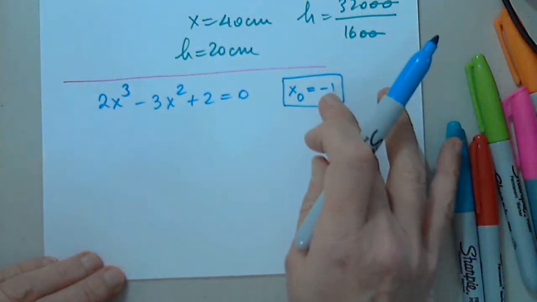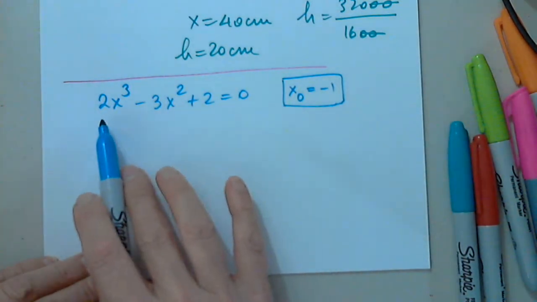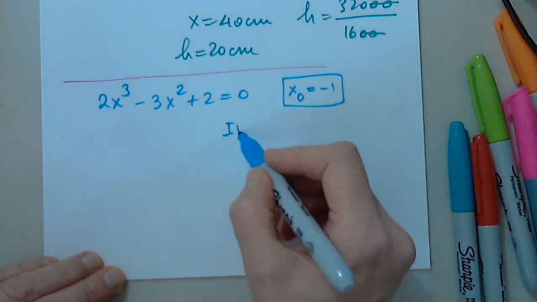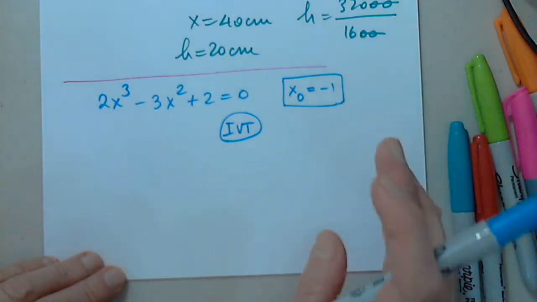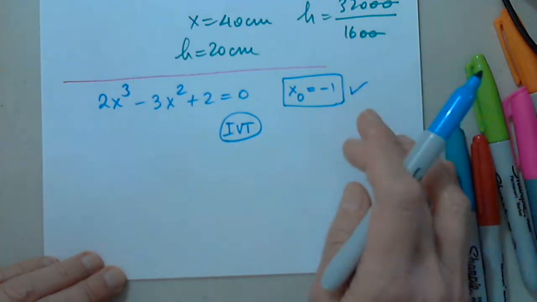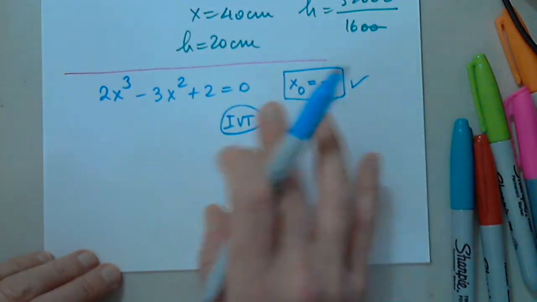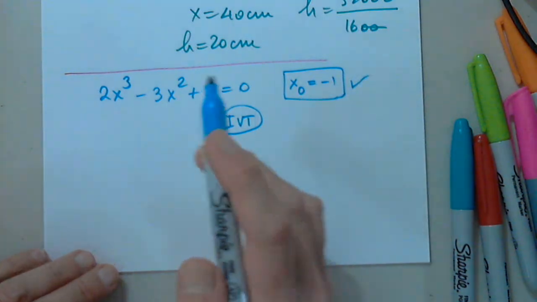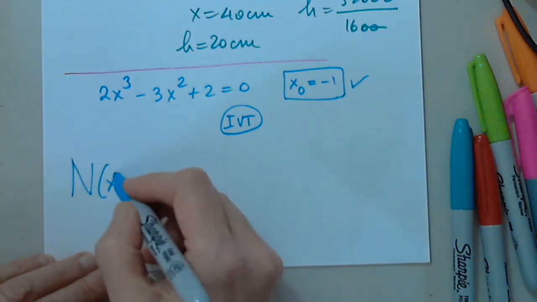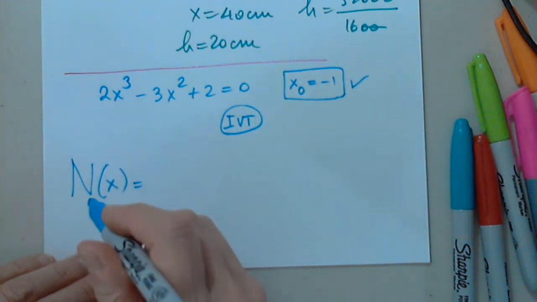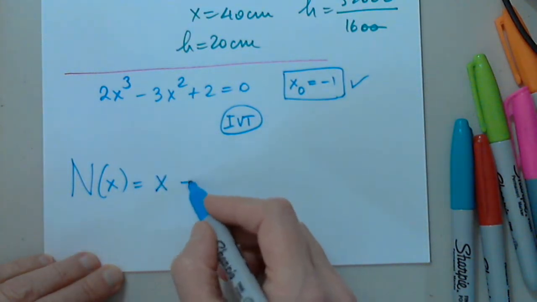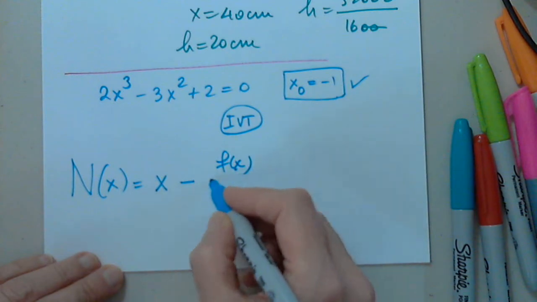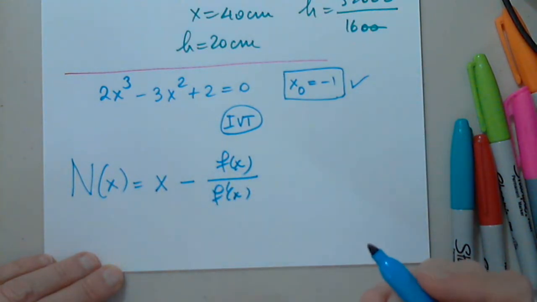If we are given the starting point, then we don't have to use the intermediate value theorem to say that the function is continuous and changes sign on such and such interval, because they already gave us this. So that situation is easier. So then I will create Newton's method, n of x, Newton's function. And remember, this is x minus f of x over f prime of x.